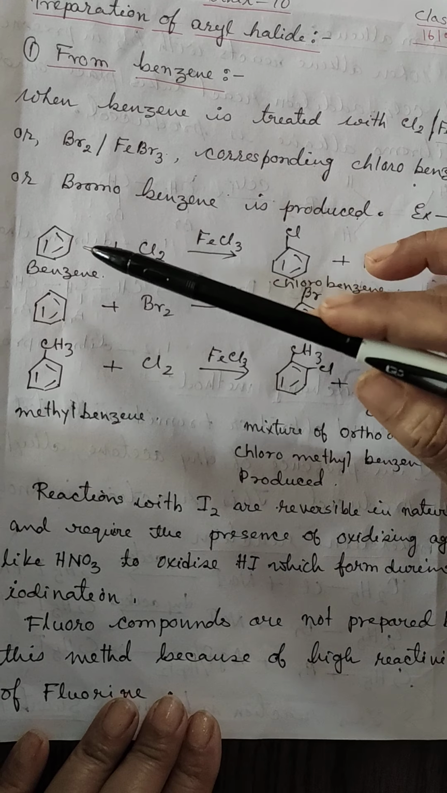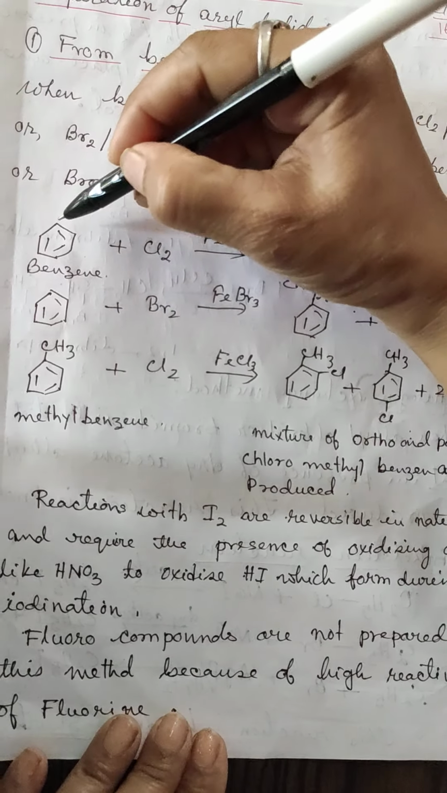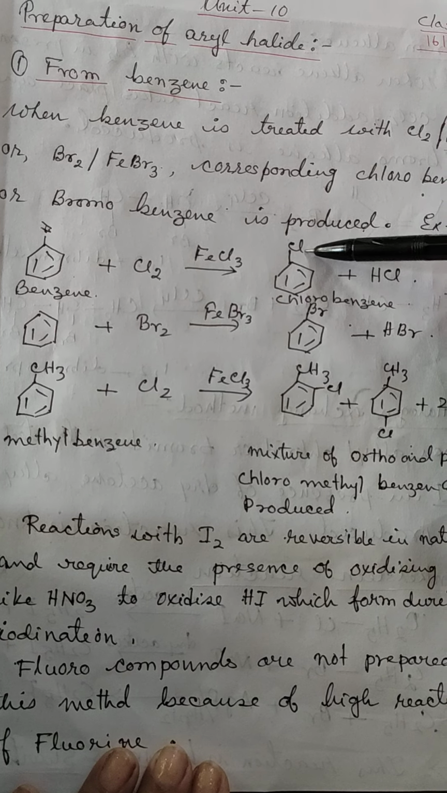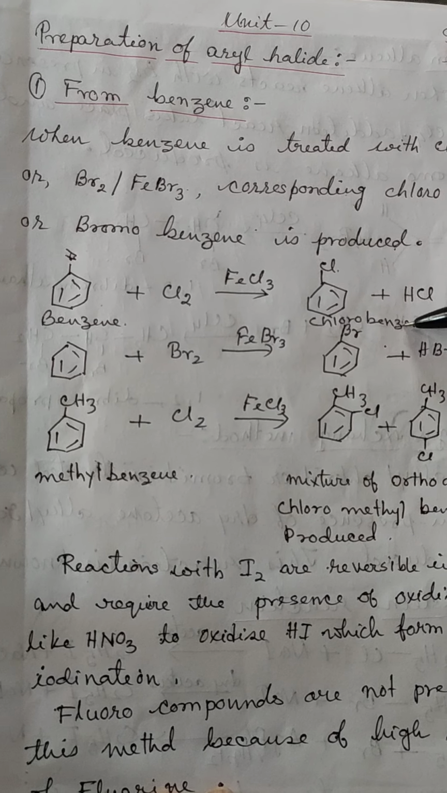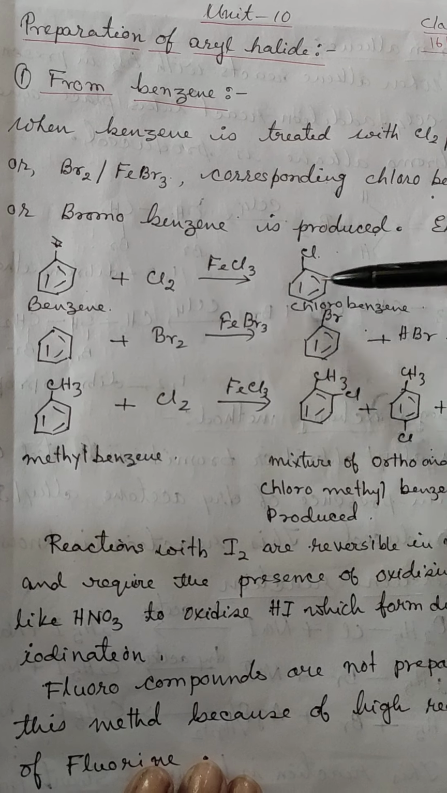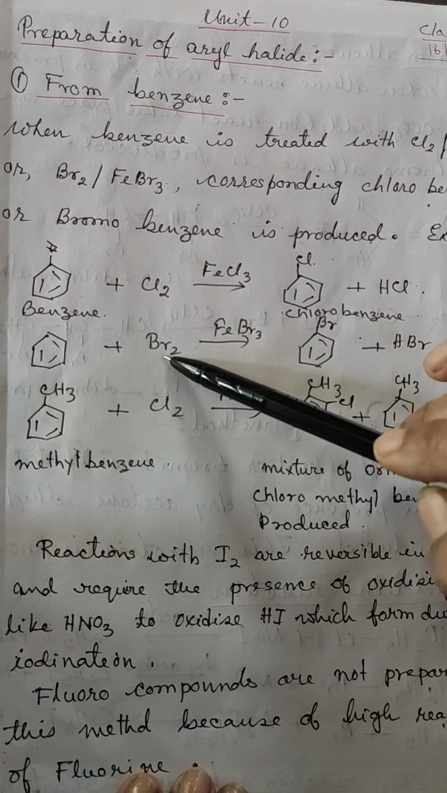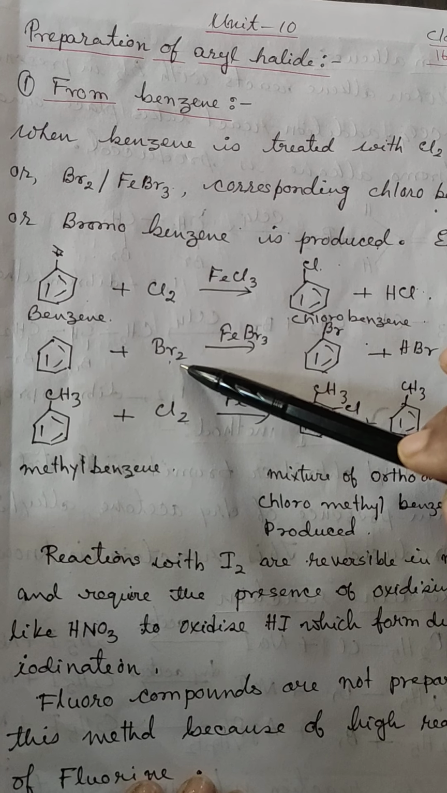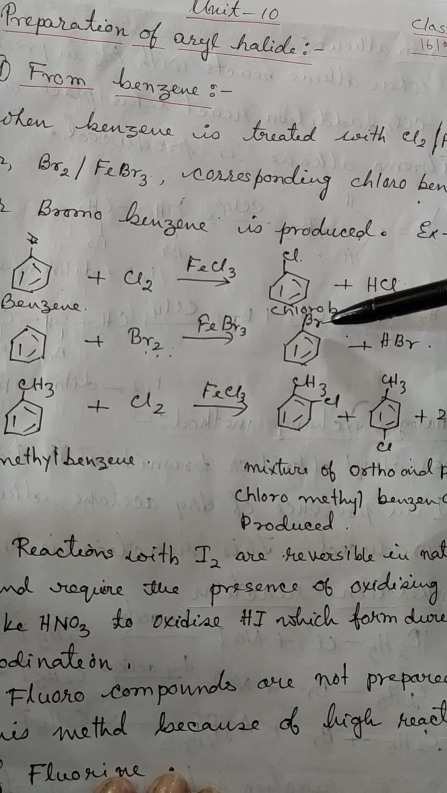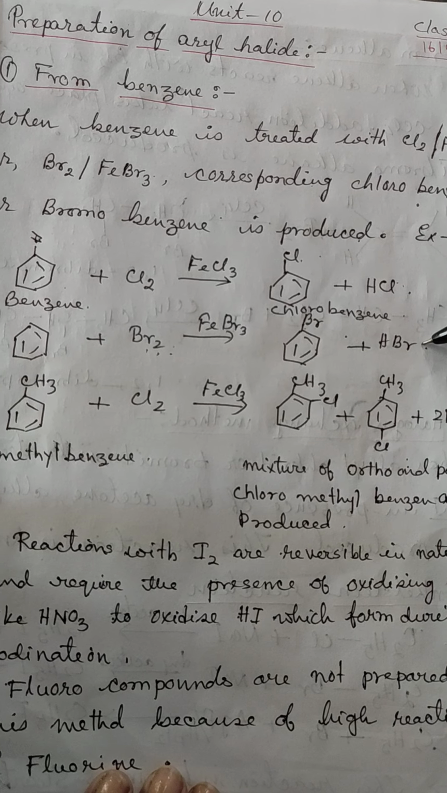See the reaction. Benzene reacts with chlorine. The hydrogen atom of this benzene, any one position, is substituted by the Cl atom, giving you the product chlorobenzene, and HCl comes out. So this is a simple substitution reaction. Similarly, if it is bromine, then the hydrogen atom of this benzene is substituted by Br, giving you bromobenzene, and HBr is formed.